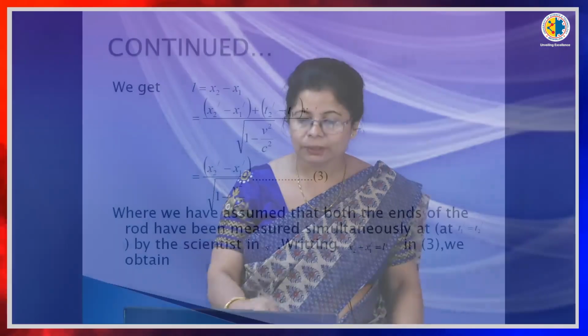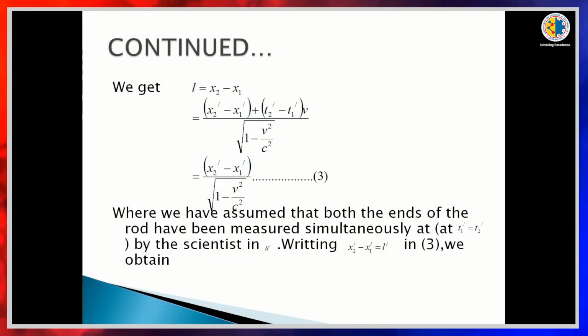So, it will be time also same. Therefore, t1 is equal to t2, which are the times with respect to the S frame, and t1 dash and t2 dash are the times with respect to the S dash frame, where we have assumed that both the ends of the rod have been measured simultaneously, at t1 dash equal to t2 dash, by the scientist in S dash.